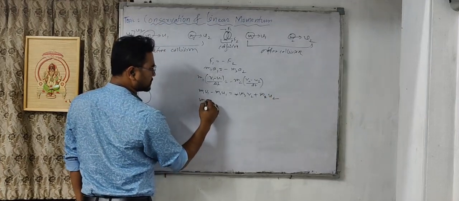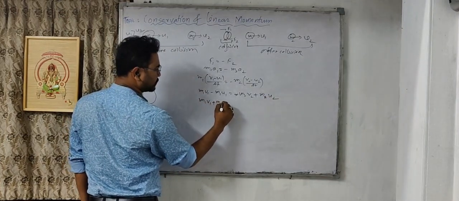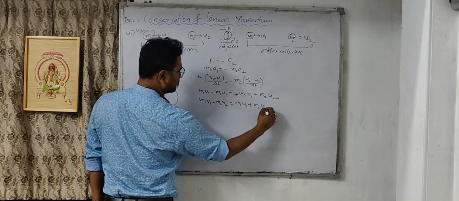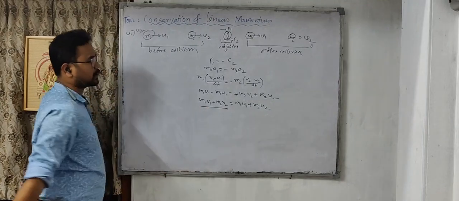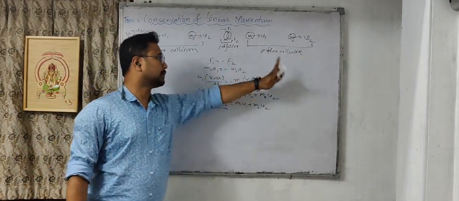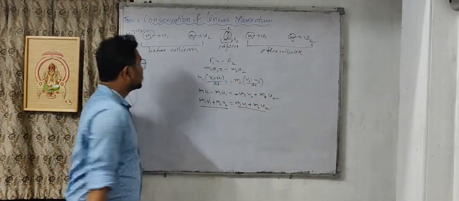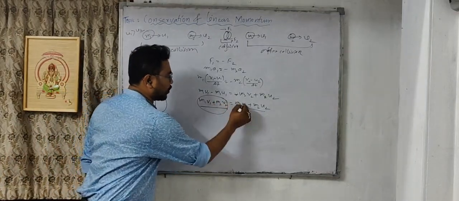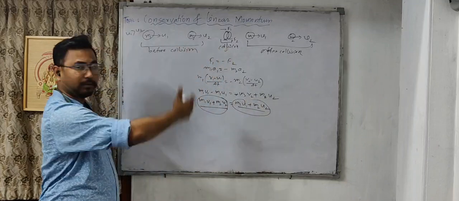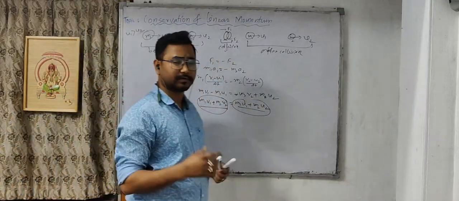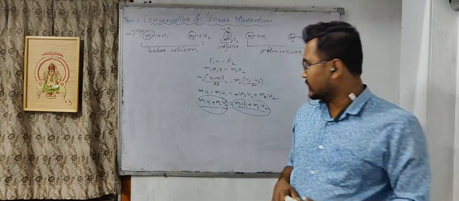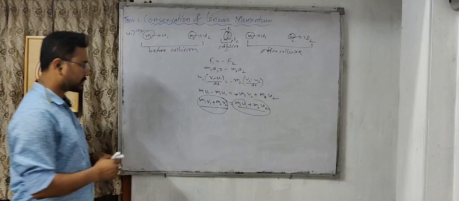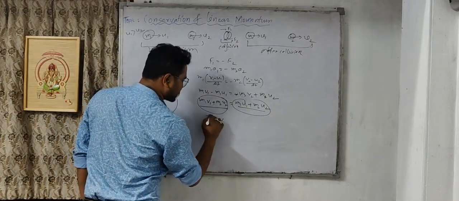So again you can easily see M1 U1 plus M2 U2 equals M1 V1 plus M2 V2. What is that? The right side is the total momentum after collision, and the left side is the total momentum before collision. So it is clearly seen that when no external force is involved in any kind of collision or linear motion, the linear momentum will always be the same. It can also be written as summation of mv.